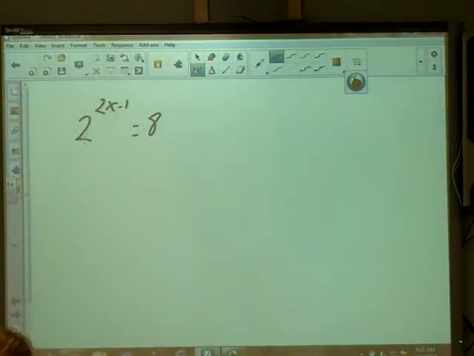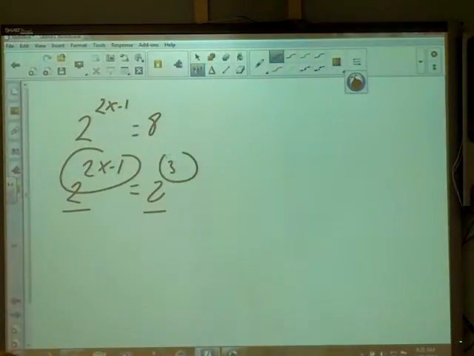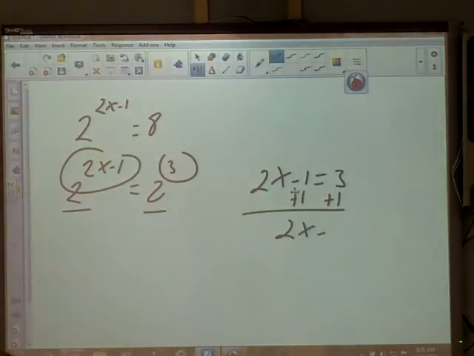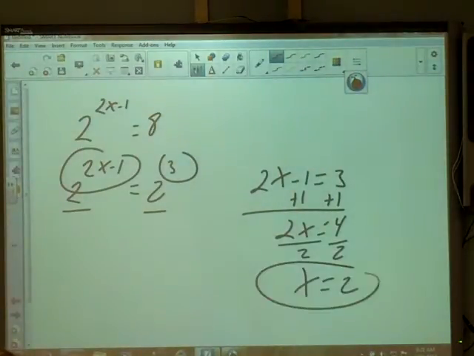Since we've got a variable in the exponent, we need to write these with the same base. This one's already got the 2. 8 is the same as 2 cubed. 2 times 2 times 2 makes 8. So now we've got the same base, and we just set our powers equal to each other. 2x minus 1 equals 3. Add your 1. 2x is 4. Divide by 2, and x is 2. Good deal?